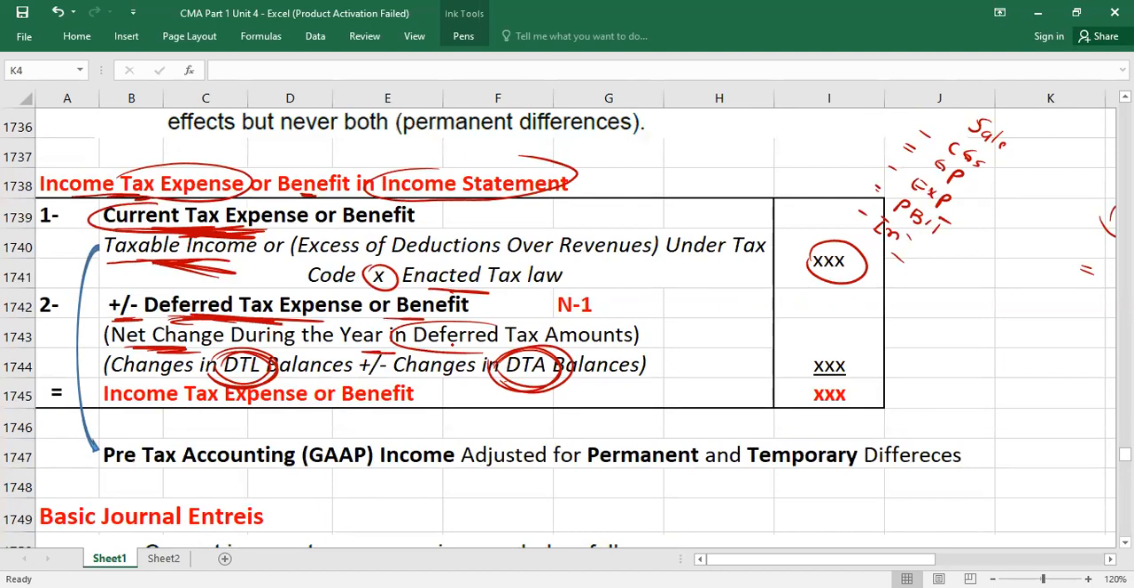Deferred tax expense. And under deferred tax expense, you may have deferred tax liability. You need to work out whether it has increased or decreased. You need to work with the deferred tax asset. Has it increased or decreased? Then you need to find the change, right? And that change you will adjust with the current year tax. So this will give you the income tax expense in the income statement.